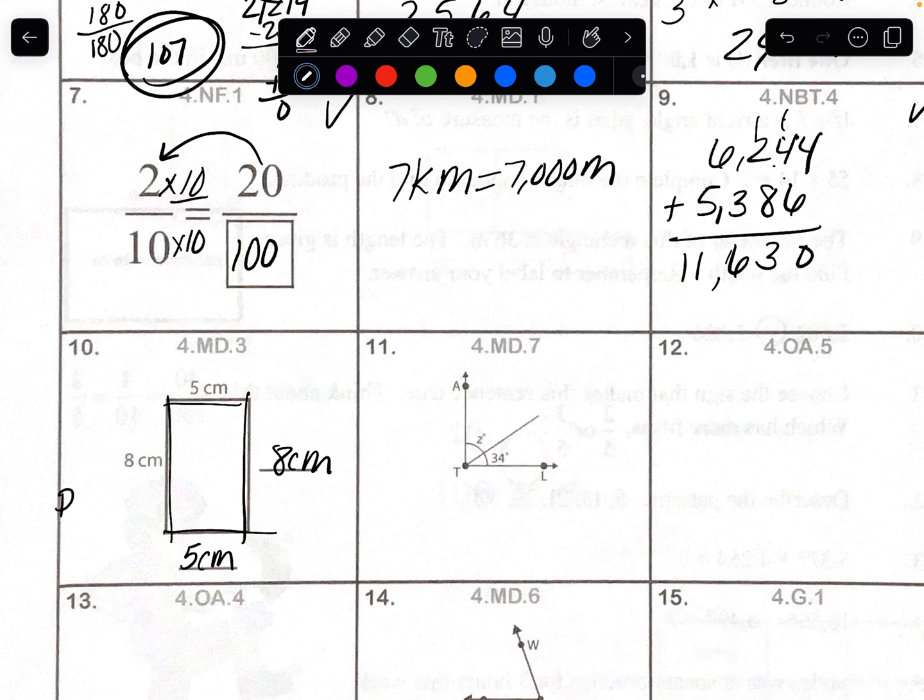So perimeter you can do 2 ways. 2 times length plus width. This one's my favorite. 8 plus 5. P equals 2 times 13, which is going to be 26 centimeters.